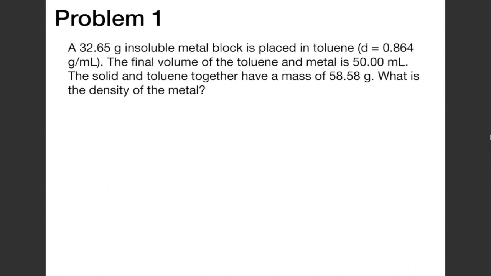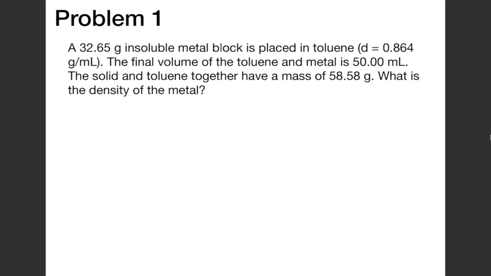Here's the first problem that we're going to solve. A 32.65 gram insoluble metal block is placed in toluene. Density of toluene equals 0.864 grams per milliliter. The final volume of the toluene and the metal together is 50.00 milliliters. The solid and toluene together have a mass of 58.58 grams. What is the density of the metal?